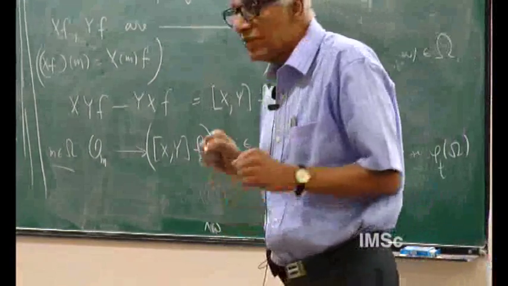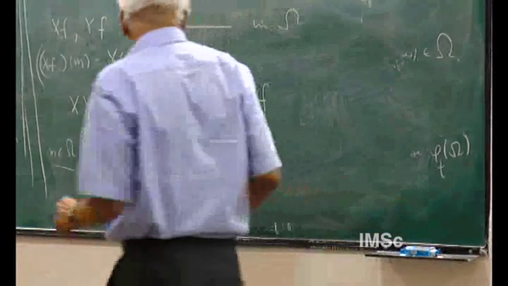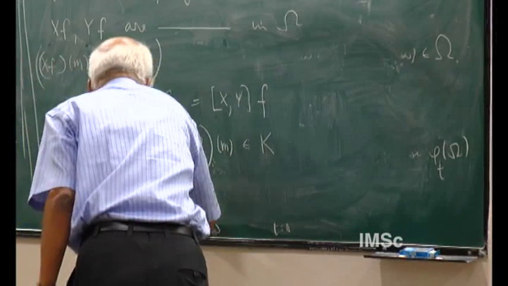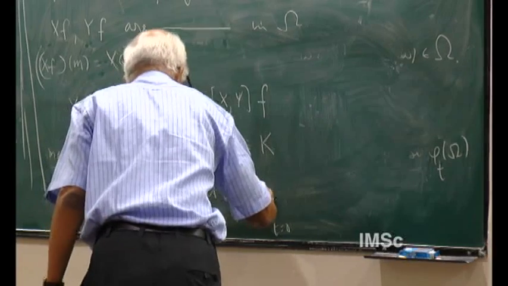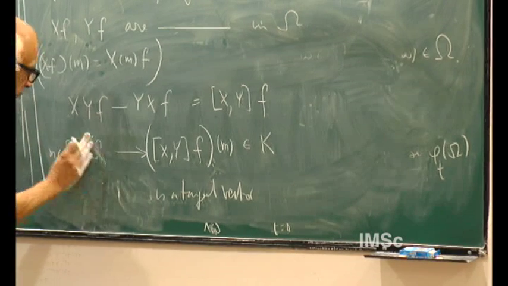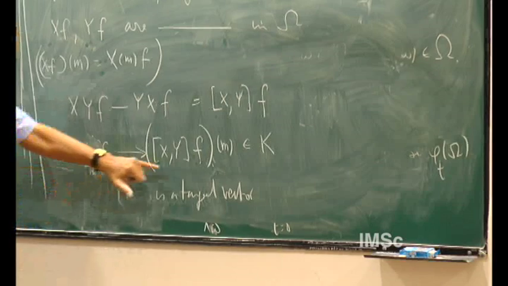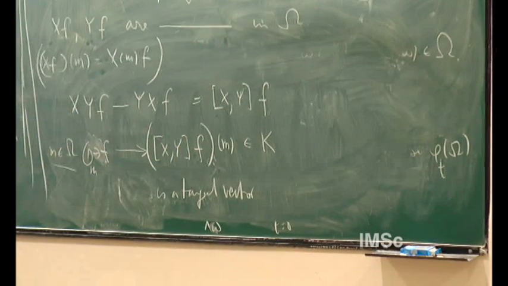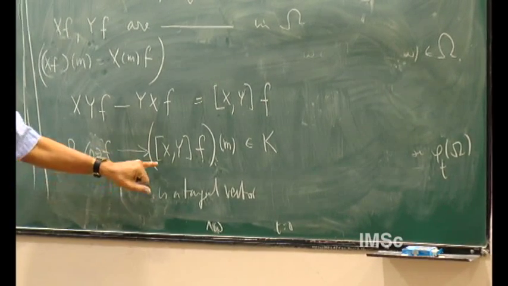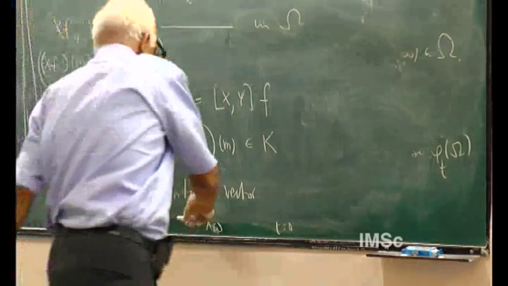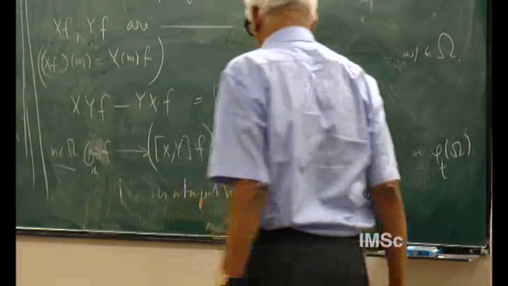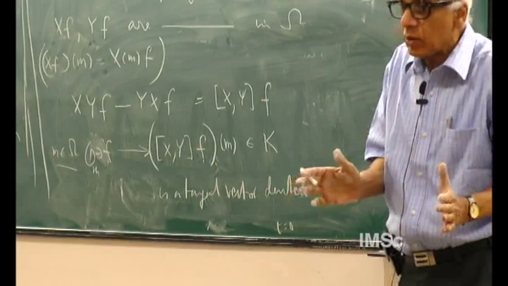It turns out what you get this way is a vector field. That is, in other words, this bracket x, y, f, m, this mapping, is a tangent vector. The mapping which takes a function f going to bracket x y f m is the tangent vector, which I'll denote bracket xy m if you like. So you get a new vector field out of x and y, which is bracket xy.